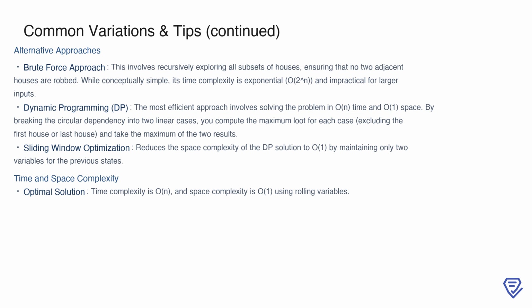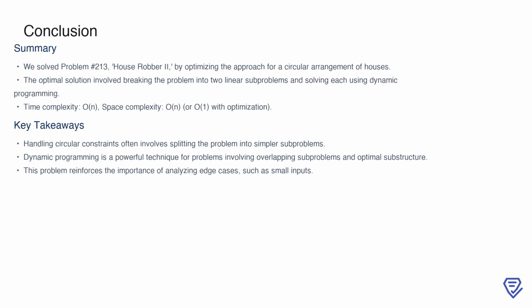By breaking the circular dependency into two linear cases, one excluding the first house and the other excluding the last, you can compute the maximum loot for each case in O(n) time. The final result is simply the maximum of these two values. To further optimize space, the sliding window technique reduces the space complexity to O(1) by maintaining only two variables for the previous states, rather than storing an entire DP array. Overall, the optimal solution achieves a time complexity of O(n) and a space complexity of O(1), making it both fast and memory efficient.